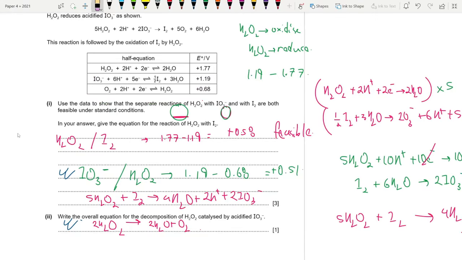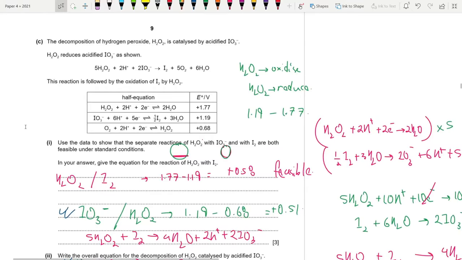use the data. So we have hydrogen peroxide. The decomposition of hydrogen peroxide is catalyzed by acidified iodate 5 plus 5. So H2O2 reduces acidified iodate 5. The reaction is followed by the oxidation of iodine by H2O2. All right. So at first, hydrogen peroxide is reduced, and actually at first, iodate.